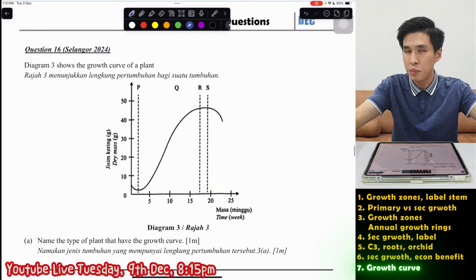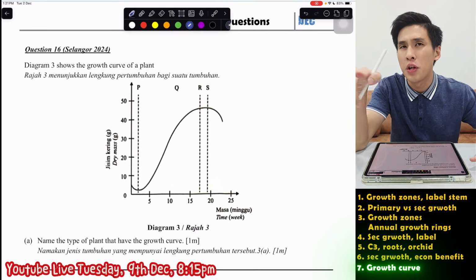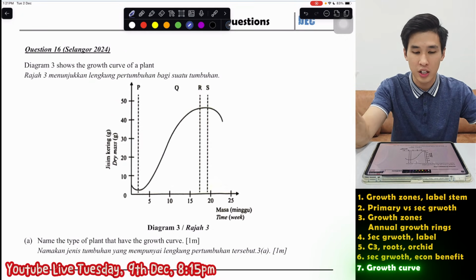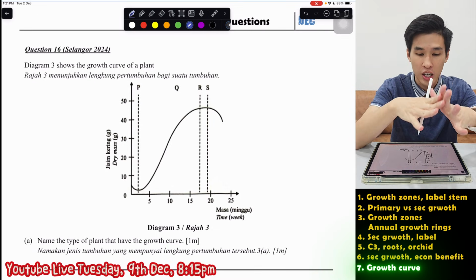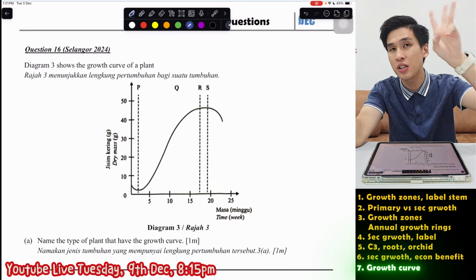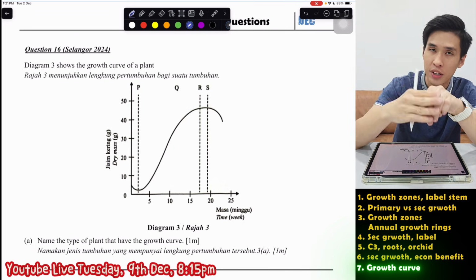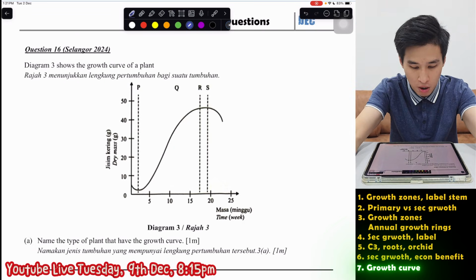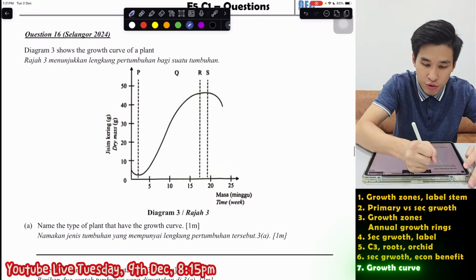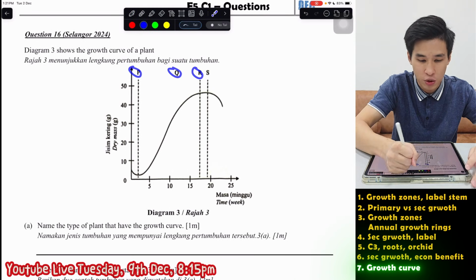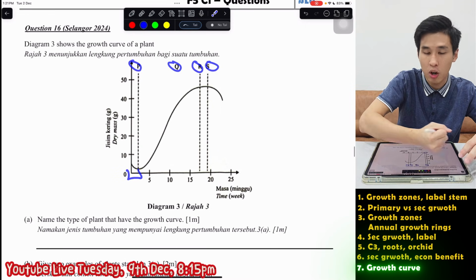Okay, next, I add a bit of bonus over here. I also put in a bit of 2024 state trial, because the questions that I go through just now don't have the growth curve in plant. So remember, you have three types of growth curve in plant. You have annual, 1 year, biennial, 2 year, and perennial, more than 2 years. Annual, one of the most common ones they like to ask. So there are 3 growth stages here they like to ask you. So the first one, P, is the most common they like to ask.